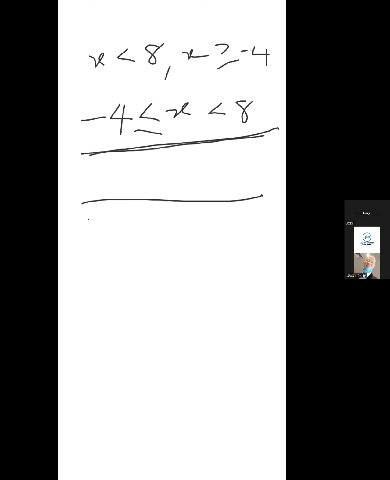Minus 4 is here, 8 is here. So here I will shade because I have less than or equal to. Here I will not shade, so I will write this. So x is any value in between the two of them. When you have something like this, it is what we call simultaneous linear inequality. If you have any question, let me know.